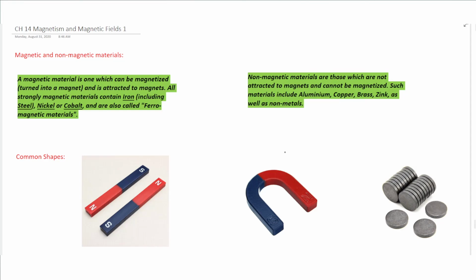So if you place a magnet near an aluminum bar, it will not get attracted. Gold bar, it will not get attracted. Iron bar, it will get attracted.